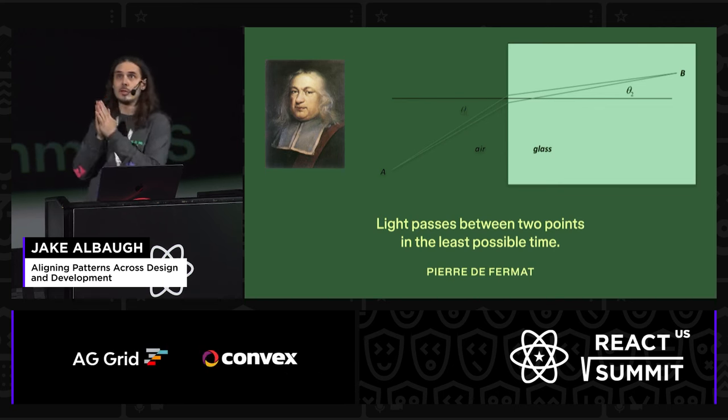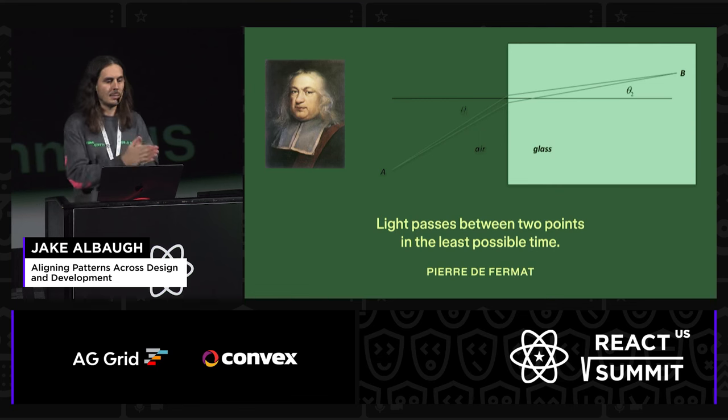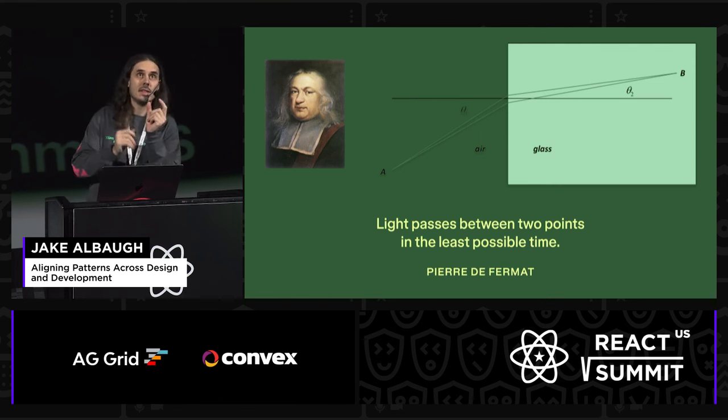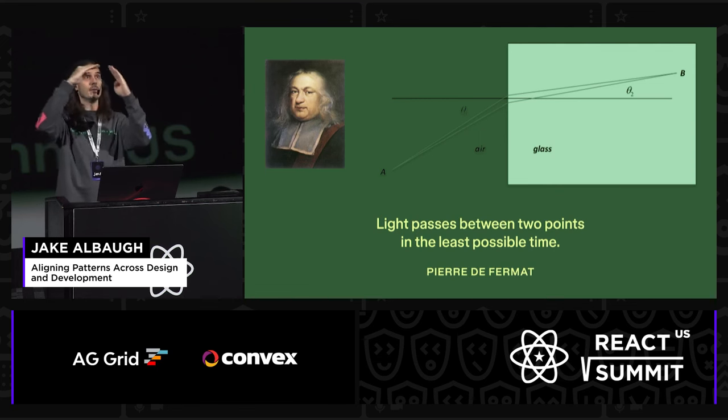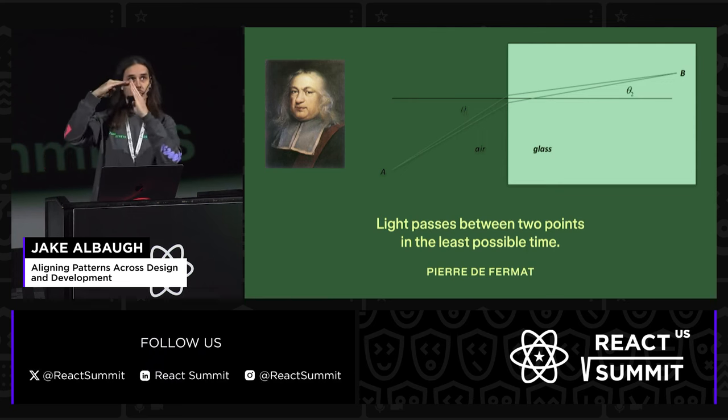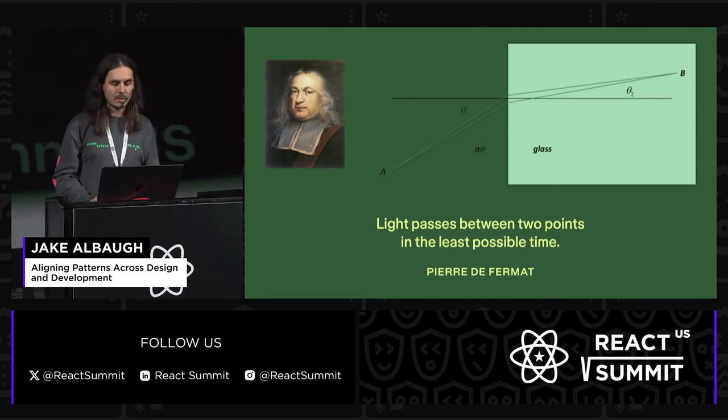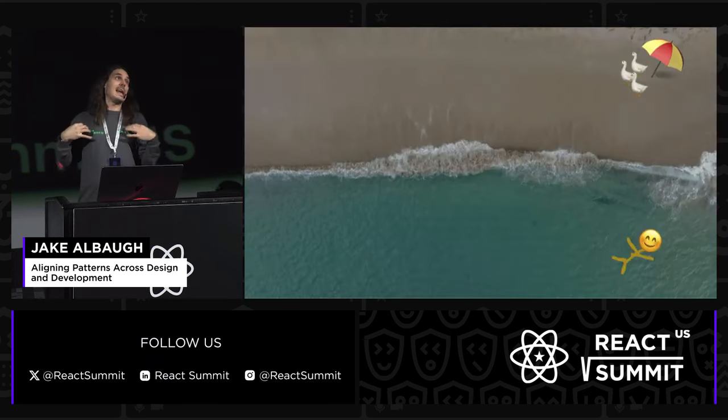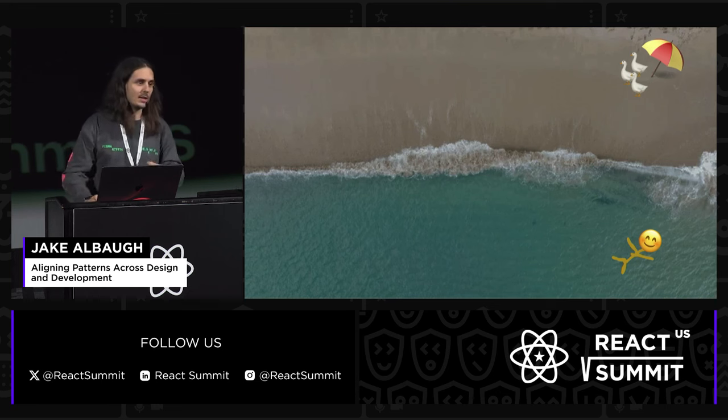Building on prior observation, he realized that light passes between 2 points in the least possible time as it travels through different mediums. And it has to do with refraction. And that path is the optimal path. The way that I needed to hear this, we're going to actually do right now.